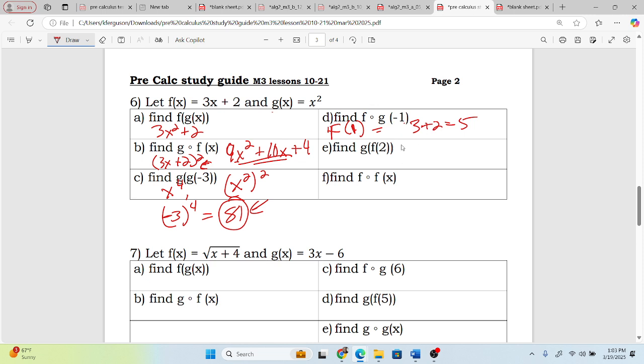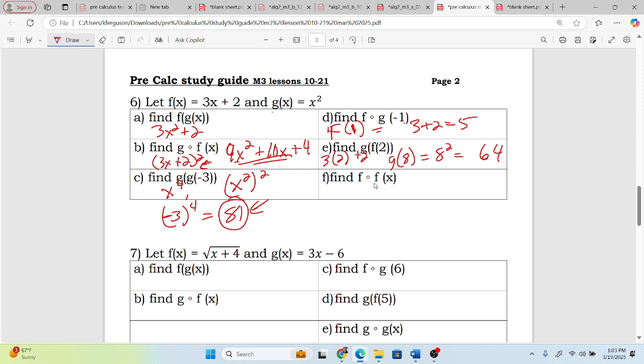All right, so then the last two. I've got f of 2 and then g of 2 as my outer function. So f of 2. I plug in 2 for x. So that's going to be 3 times 2, that's 6. 6 plus 2 is 8. So I'm going to have g of 8. g is x squared, so that's 8 squared, that's 64.